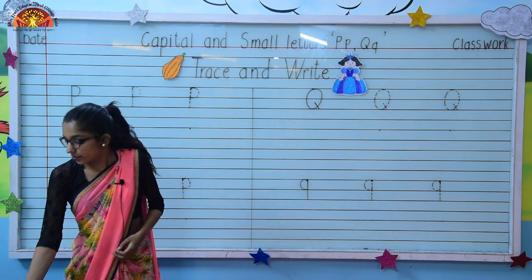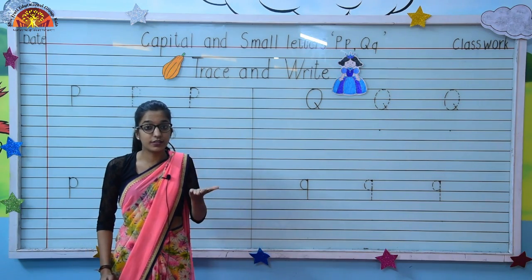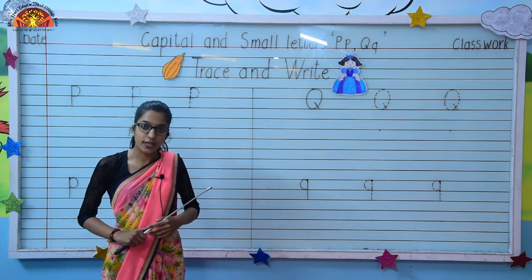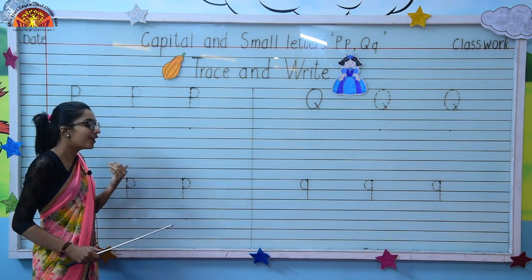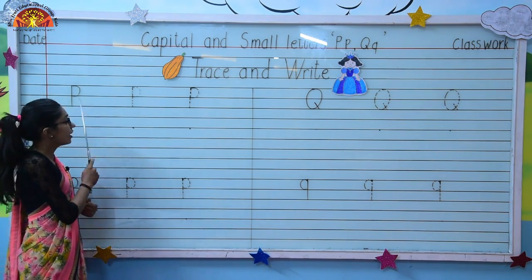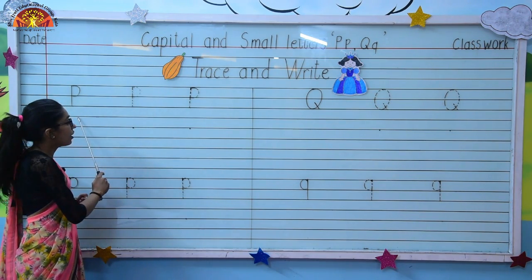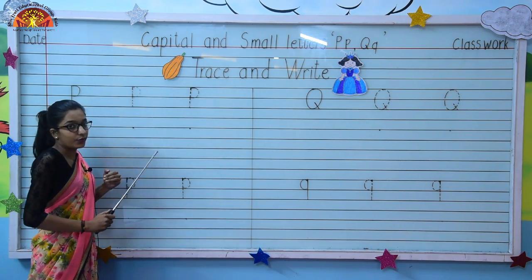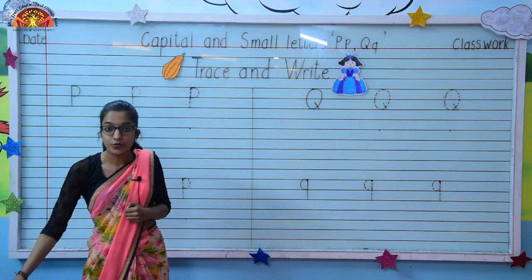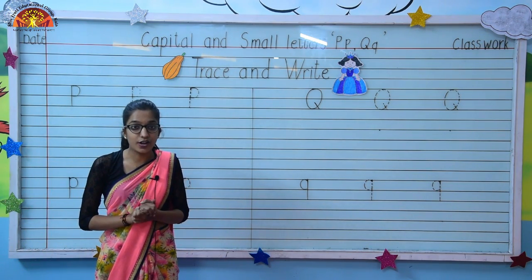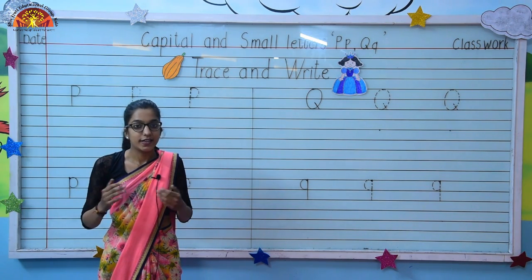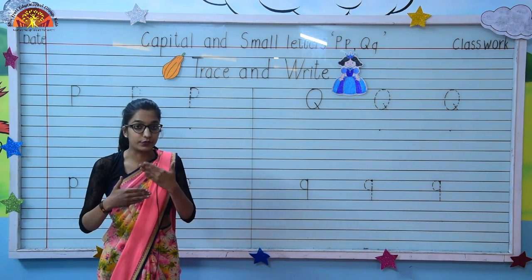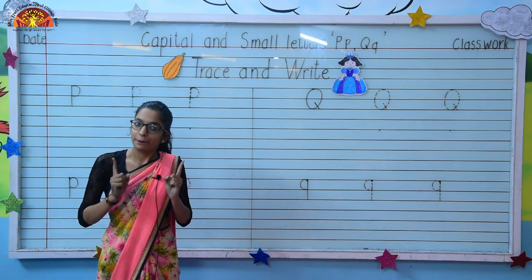Okay. So kids, let's see some pictures related to P. First we will see letter P, capital and small one. P for papaya. Okay kids, now let's write this letter on the small board. Now let's do its tracing. First we will trace capital letter P.